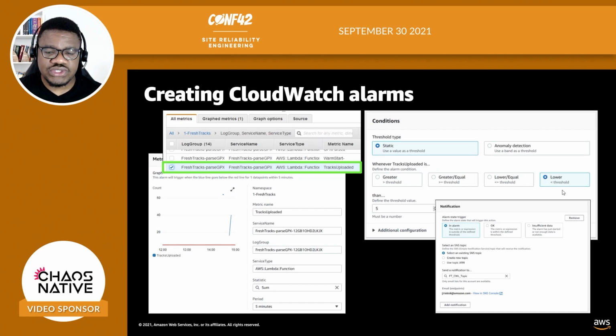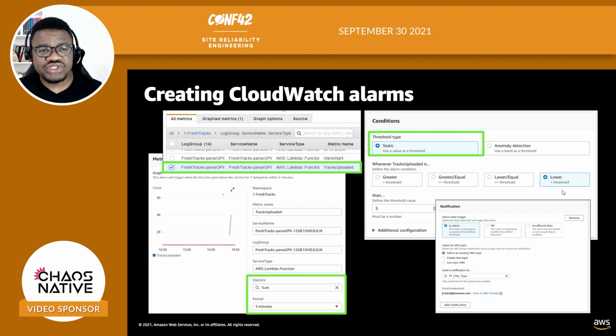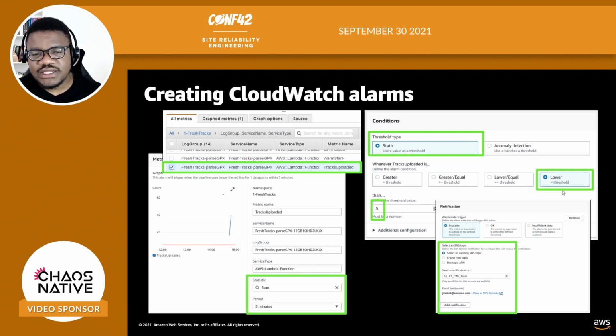Within CloudWatch, you select your metrics. You define the statistic for that metric. So you want the sum over a 5-minute period, for example. You select the threshold type. In this case, we're going for a static threshold type, and we're looking at anything lower than 5. And then you specify the notification mechanisms when an alarm occurs, which in this case can be an SMS notification or an email address.